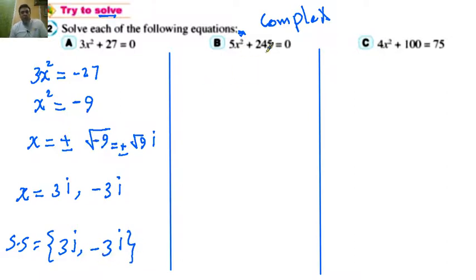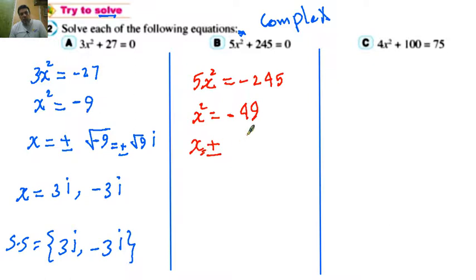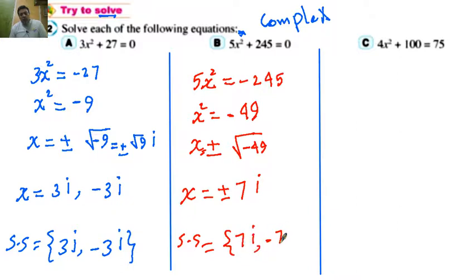Number B, 5x squared plus 245 equals 0. Then 5x squared equals negative 245, divided by 5, then x squared equals negative 49. By taking the square root, then x equals positive or negative square root of negative 49. We mentioned before, square root 49 times square root negative 1, then x equals positive or negative 7i. Then the solution set equals 7i and negative 7i, as we mentioned before.